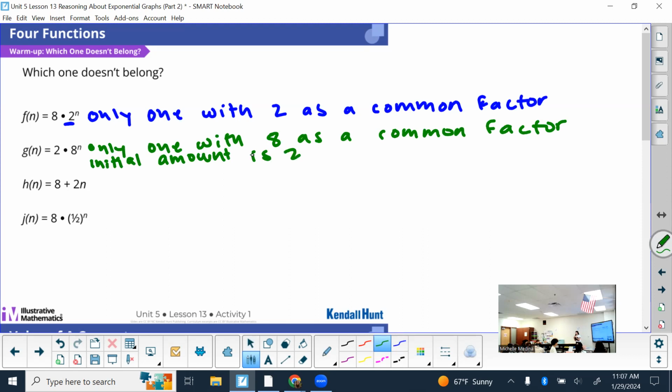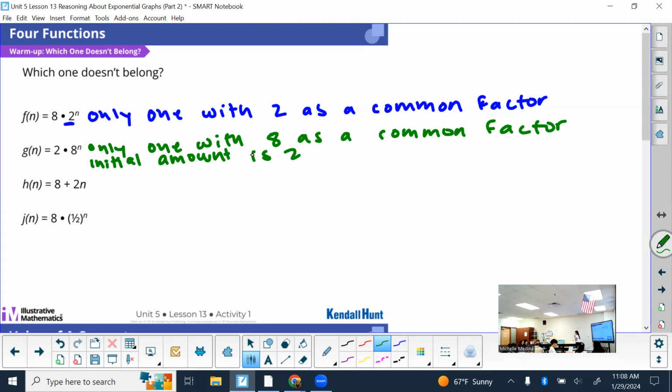What else do we call the initial amount? Like math vocab? The initial amount is always what on your graph? Y-intercept, good. So you could say initial amount is 2, y-intercept is 2, where all the other ones, the y-intercept is 8. Okay, good.